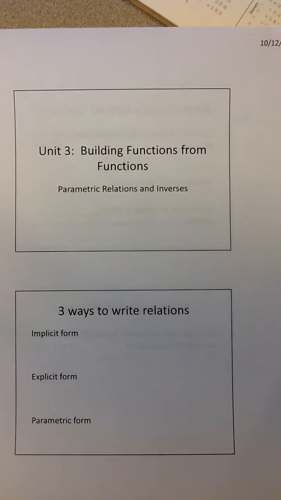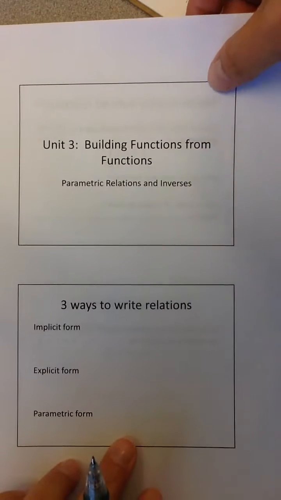Okay, this next section introduces a new concept, which is a parametric relation, and then something you studied in Algebra 2, inverses. So you get some old stuff and you get some new stuff together, and we'll probably have to split it into two pieces. So we'll start with the new information, which is different ways to write relationships.